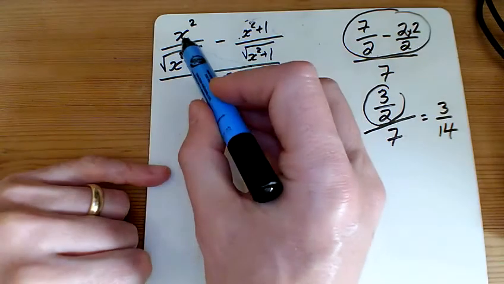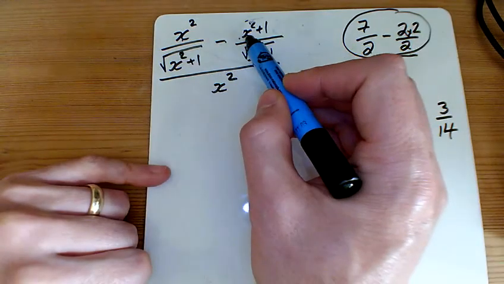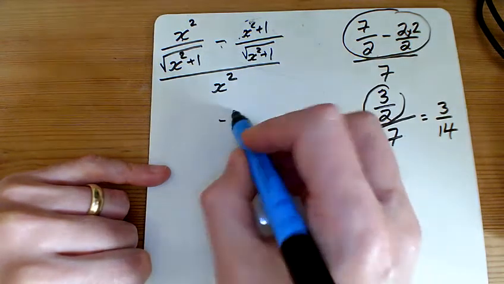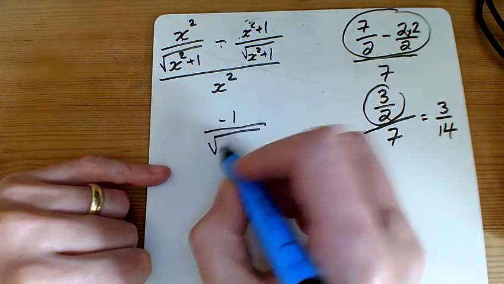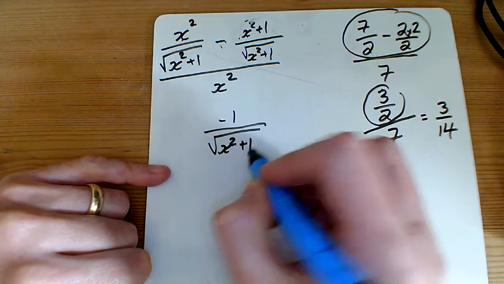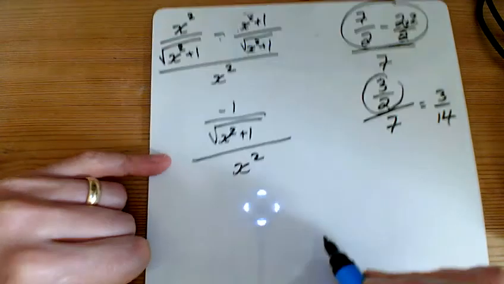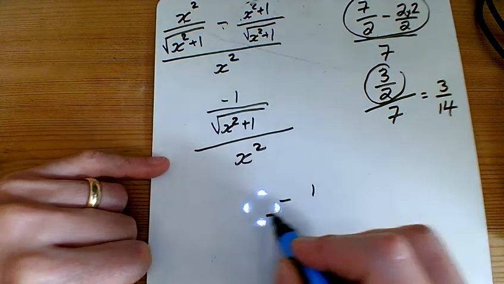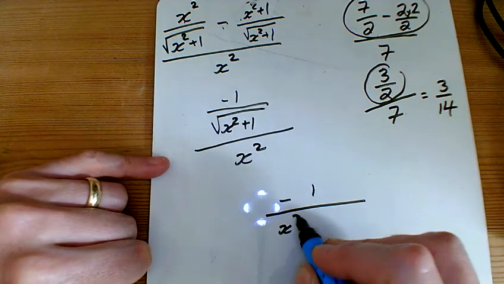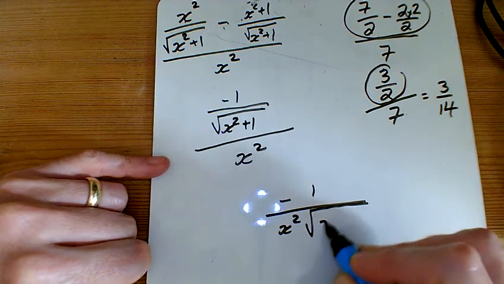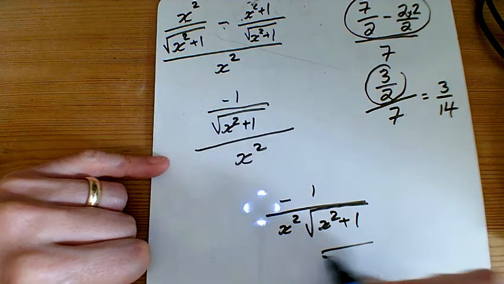So the top of this then, I've got x squared take away x squared, and I've got minus 1 over the square root of x squared add 1. This is still to be divided by the other x squared, and so the answer to this one here is minus 1 over x squared, the square root of x squared add 1.